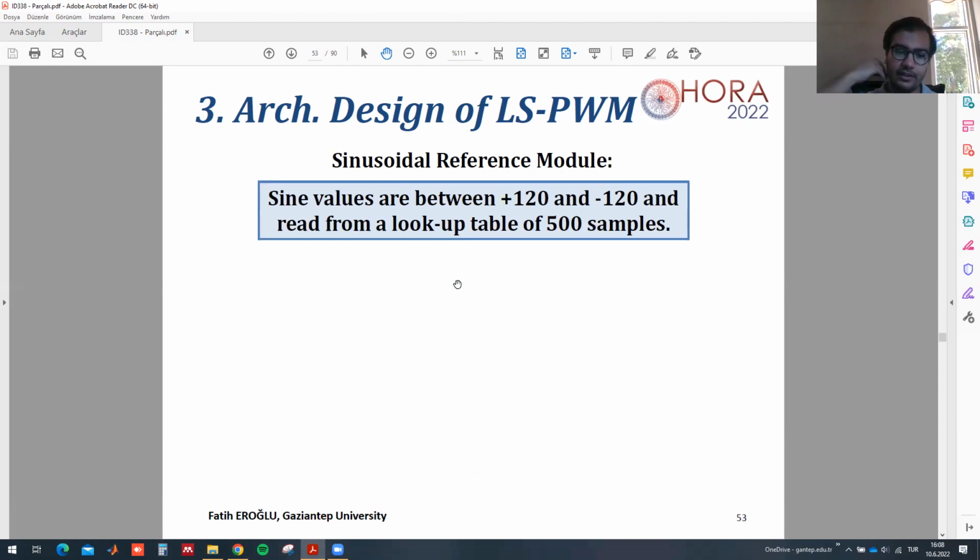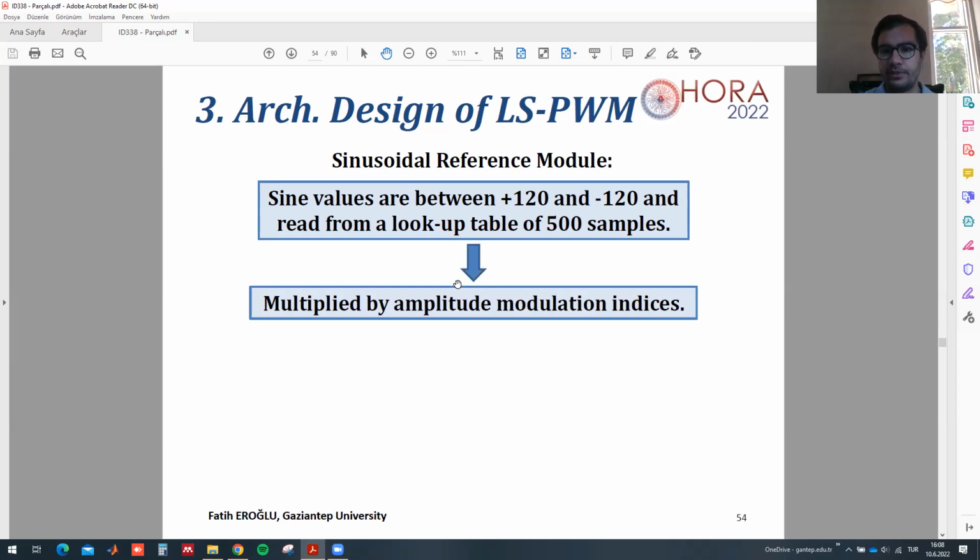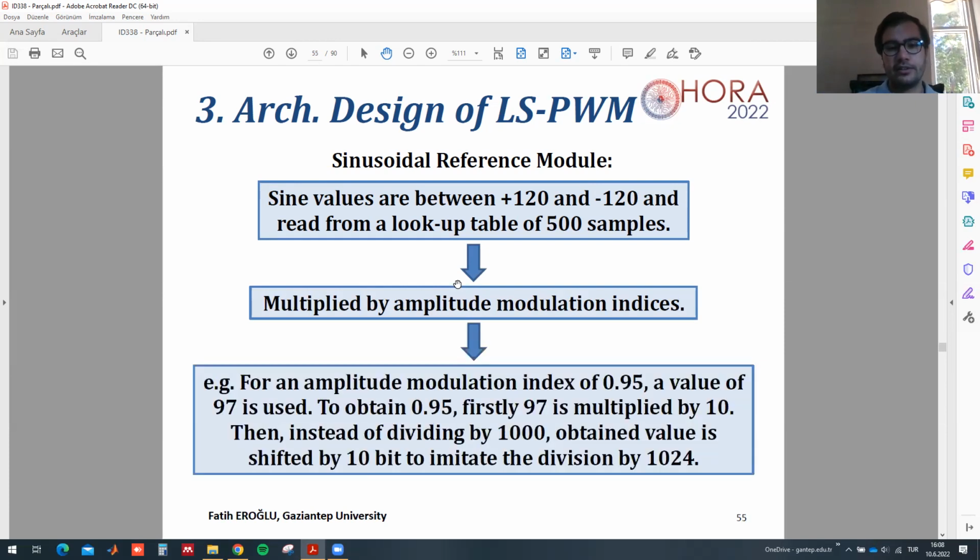In carrier-based PWM structures, there should be a sinusoidal reference. In this paper, these references are generated by a lookup table. The values are between plus 120 and minus 120, and it consists of 500 samples. These samples are for unity modulation index, so they should be multiplied by an amplitude modulation index. For this, we have created an approach here.